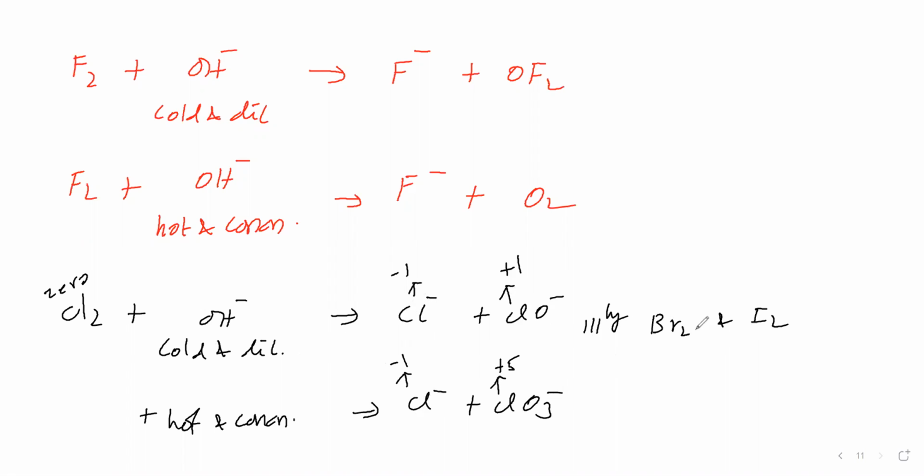So Cl2, Br2, I2 react in one manner, but F2 in another manner. In Cl2, Br2, I2 a disproportionation reaction occurs. But with fluorine, fluorine undergoes reduction and oxygen undergoes oxidation with alkali. So the reaction with alkali is like this.